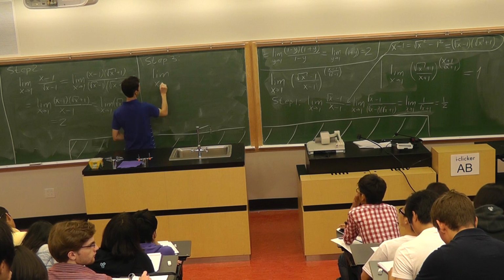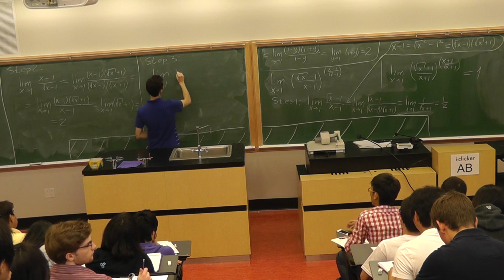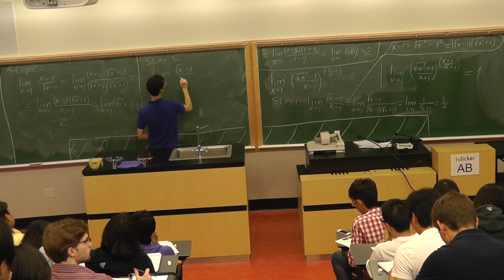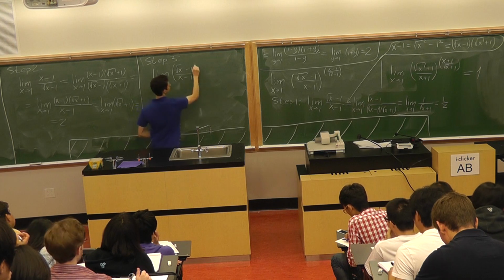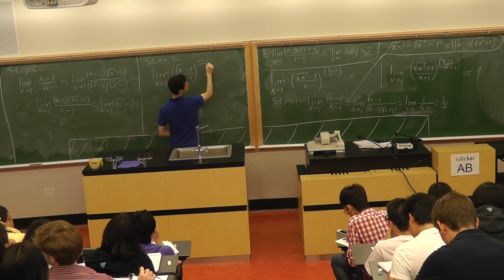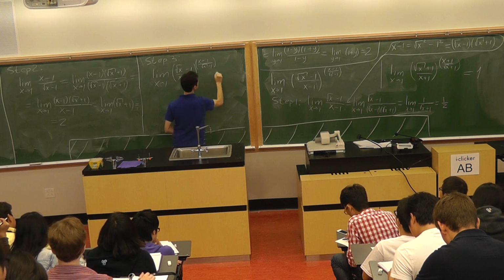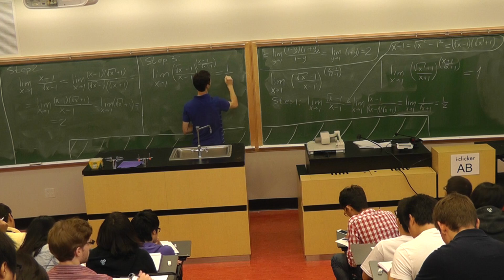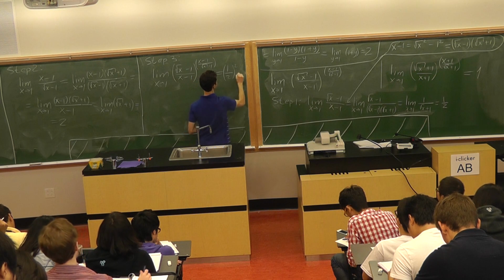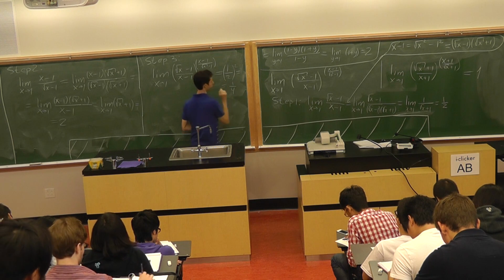The limit as x tends to 1 of the square root of x minus 1, raised to the power of x minus 1 over the square root of x minus 1, is 1/2 squared, which is 1/4.